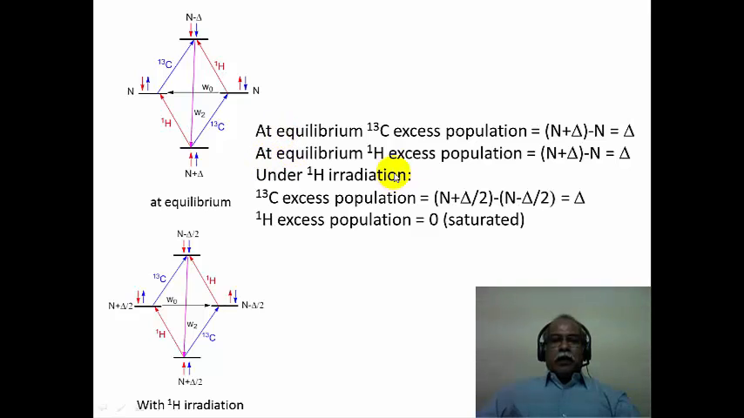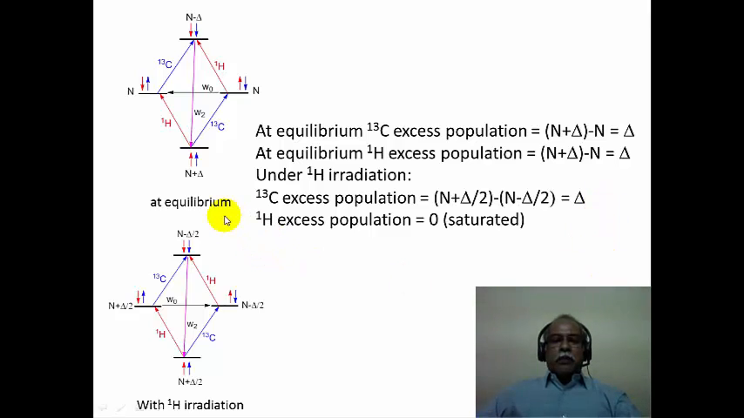Now the equilibrium proton population difference is between these two states or these two states. You can take these two states for example. The population difference would be n plus delta minus n, which is equal to delta. So there is a population difference of excess population of delta at equilibrium in the carbon 13 population. At equilibrium, the proton population also has a difference of delta.